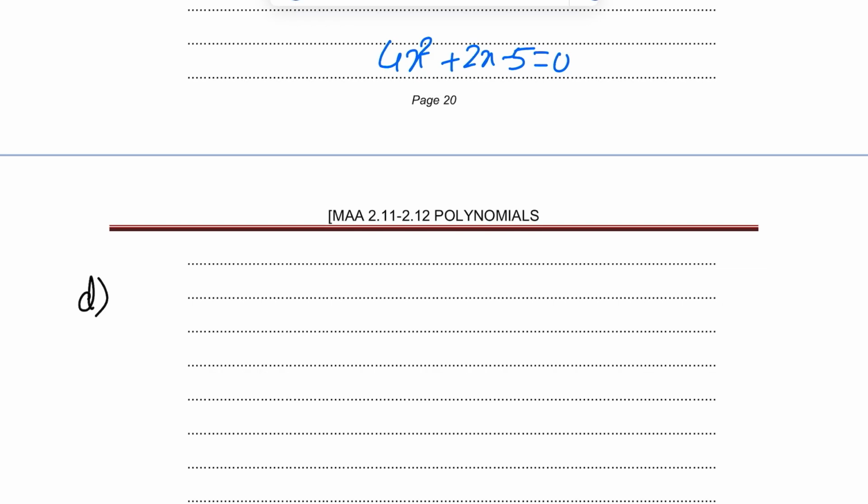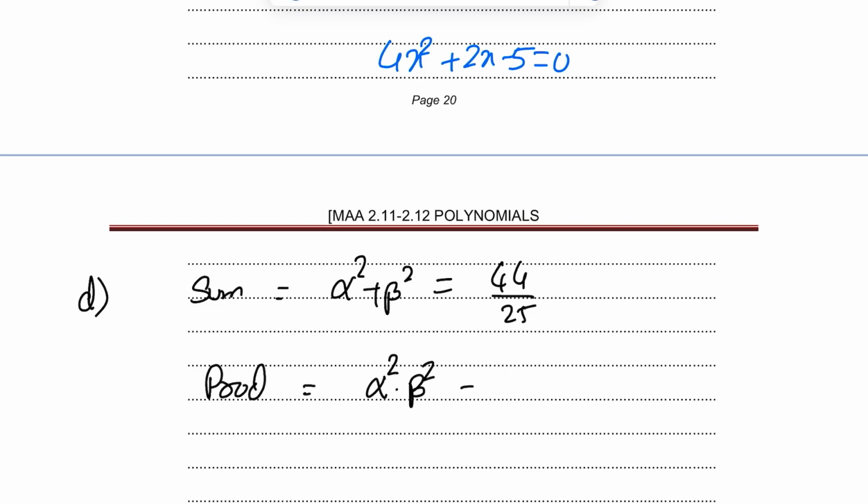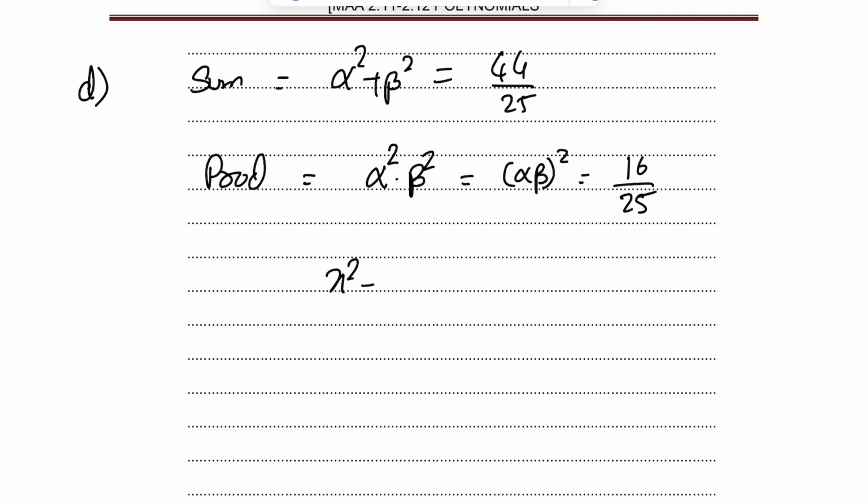So for part D, sum of the roots is alpha square plus beta square, which we found as 44 upon 25. Product of the roots is alpha square times beta square, which is alpha beta whole square, which is 16 upon 25. So what is the equation? x square minus x times sum of the roots plus product of the roots equals 0. So it becomes 25x square minus 44x plus 16 equals 0.